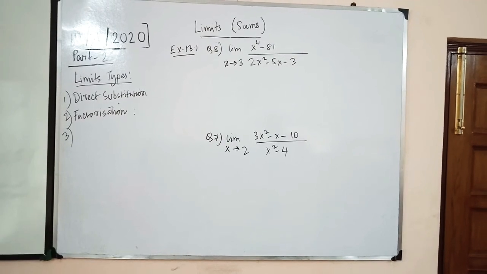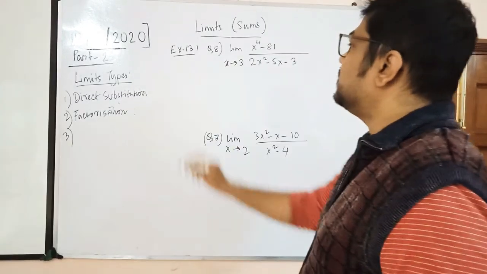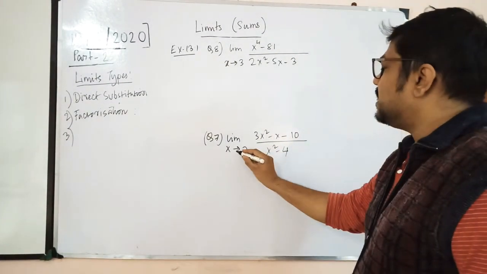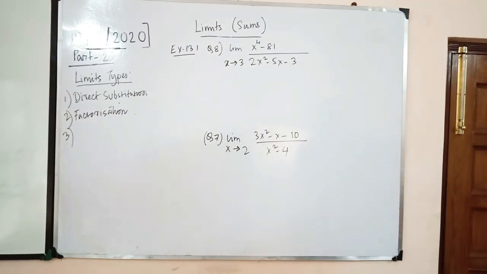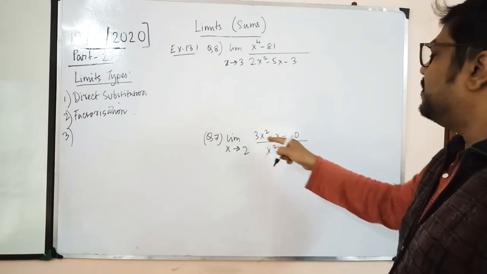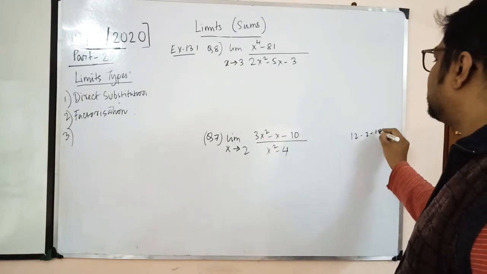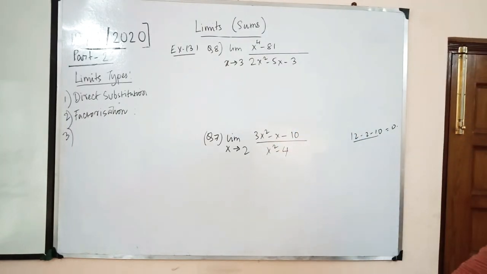So I wrote a couple of sums over here. We will do question number 7 first from exercise 13.1. So if we put a 2 over here, it will be 4 minus 4, that is 0. So it becomes undefined again. And this quadratic polynomial, if you put 2, it will become 12 minus 2 minus 10. So this is also 0. So that means x minus 2 is a factor of it, right?